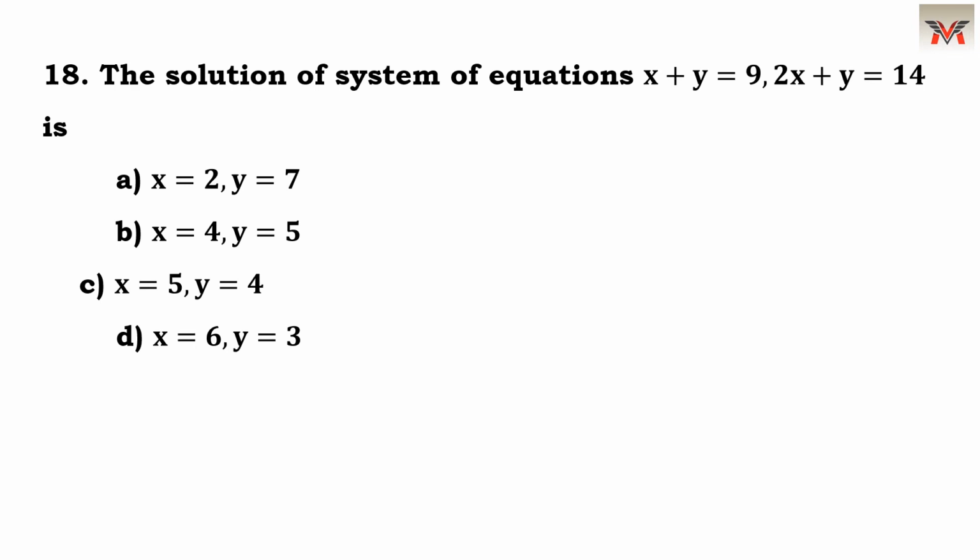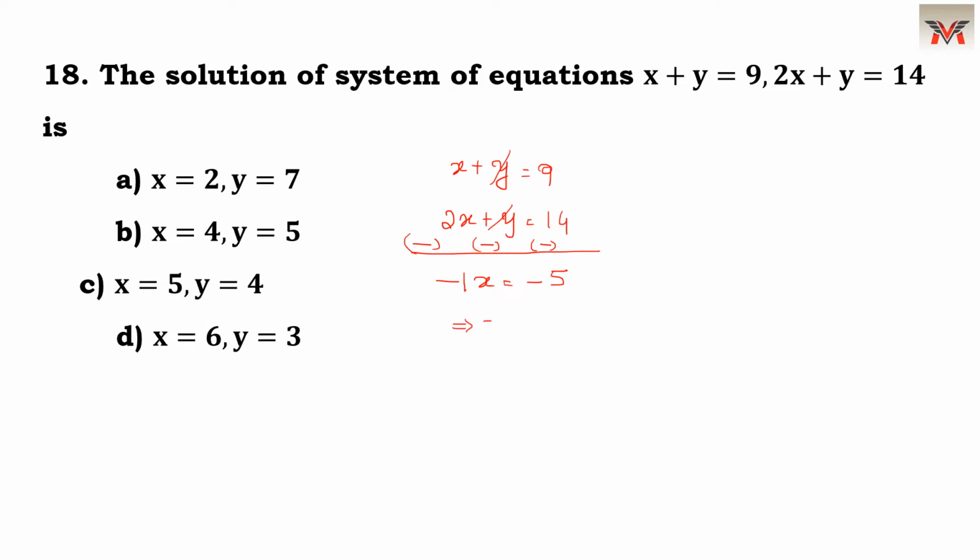The solution of system of equations x plus y is equal to 9 and 2x plus y is equal to 14 is. So here we just have to find the solution of the equation. We can go with any method. Okay, so here I have x plus y that is equal to 9 as well as 2x plus y that is equal to 14. So I can just go with the elimination method. I will go with subtraction here. What I'll get? Y gets cancelled. Here I'll get minus 1x that is equal to minus 5.